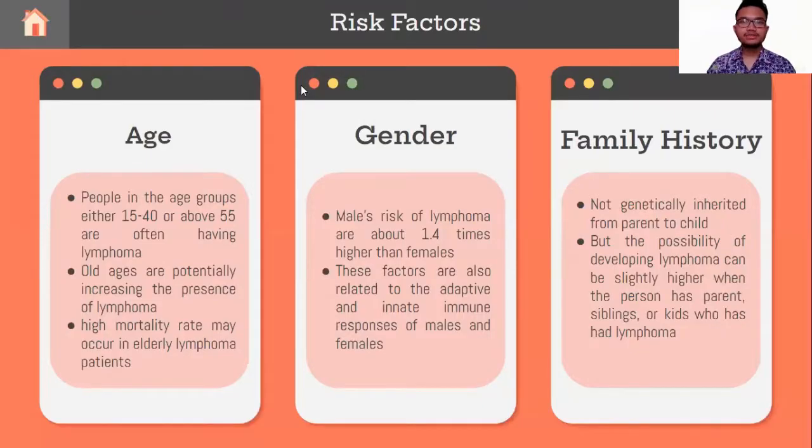Thank you. My name is Gede Raka Samudra, number 023. Now I will explain to you about the risk factors of lymphoma. The first one is age. People in the age groups either 15 to 40 or above 50 often have lymphoma. Elderly patients with biologic characteristics such as expanded comorbidity, decreased tolerability, and more serious toxicity have a worsening prognosis.